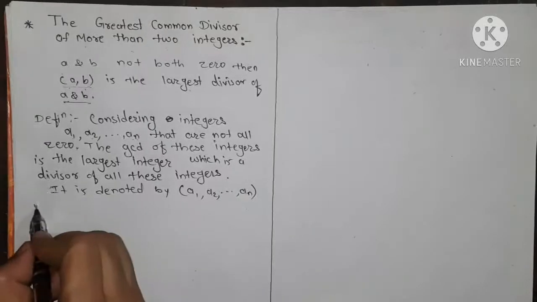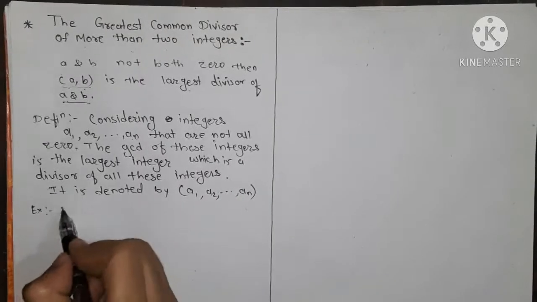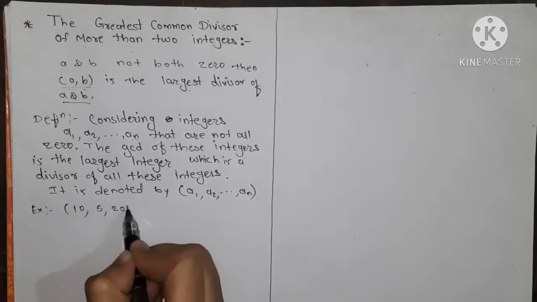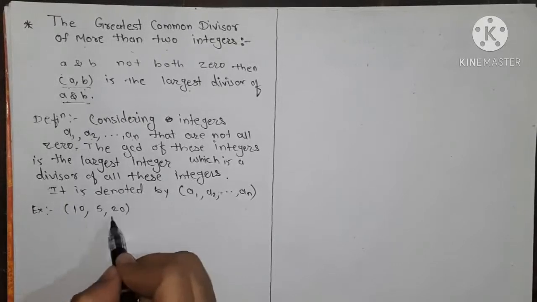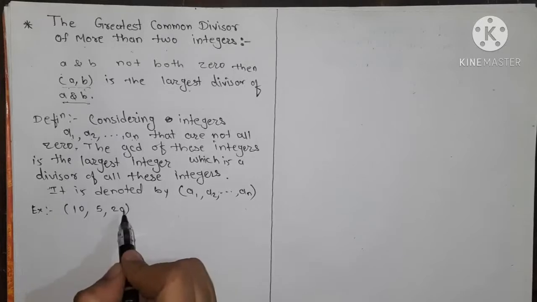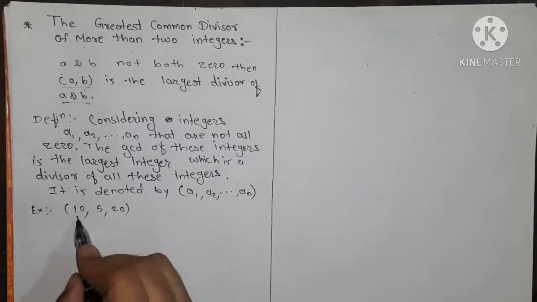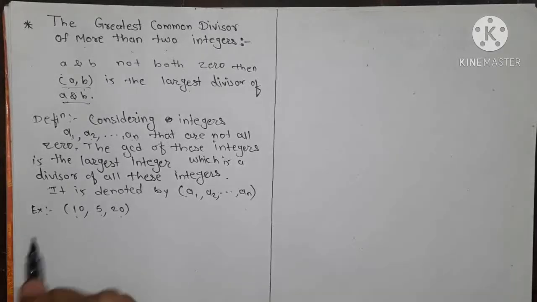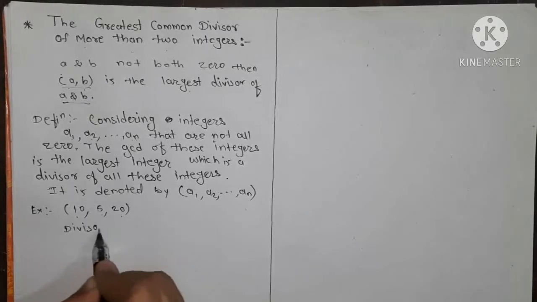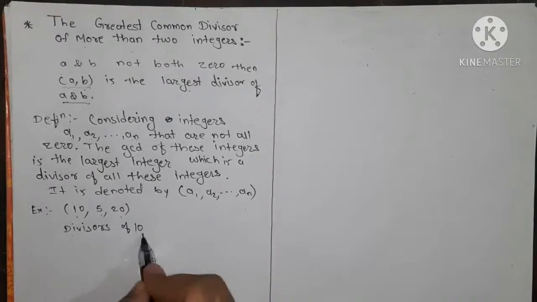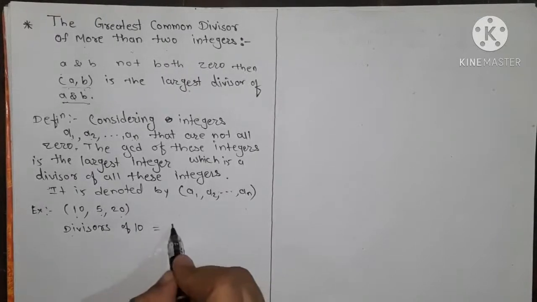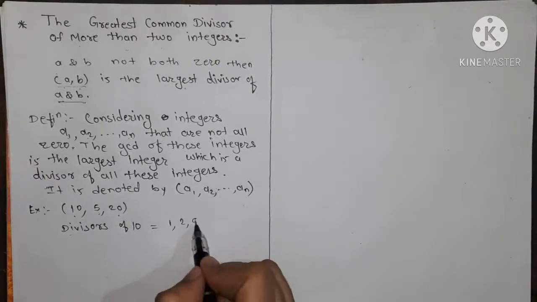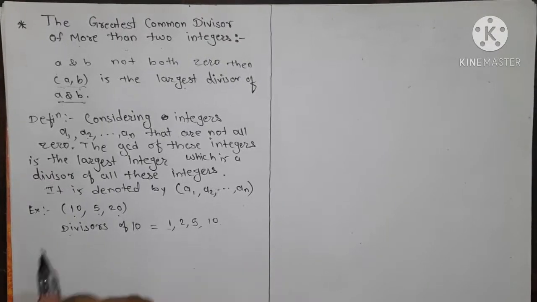Now we see an example to have a clear idea of the definition. If we have the numbers 10, 5, 20, then what is the common divisor? The GCD of this is the largest divisor which divides 10, 5 and 20. So what we have? The divisors of 10: the numbers which divide 10 are 1, 2, 5 and 10. We are taking only positive divisors. These are the divisors of 10.